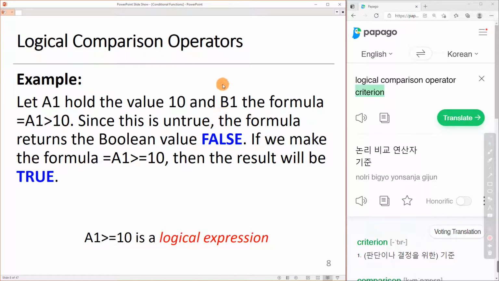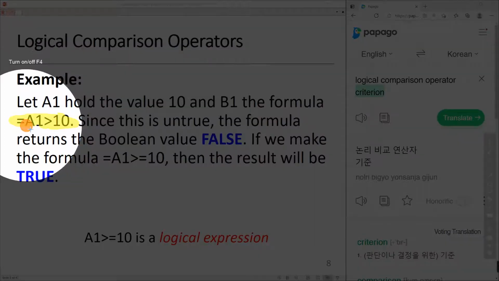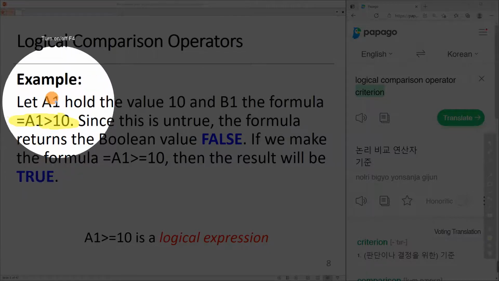And cell B1 has the formula. The formula starts from the equal sign, as you already know. If you don't use the equal sign, then you cannot compute it. It will be considered as just text or some general input. So first of all, we have to write the equal sign. Then A1, which is cell A1.